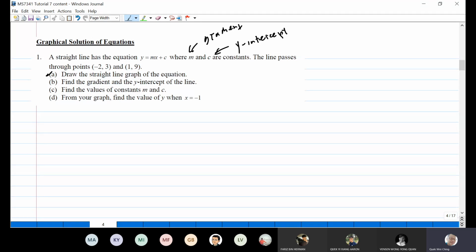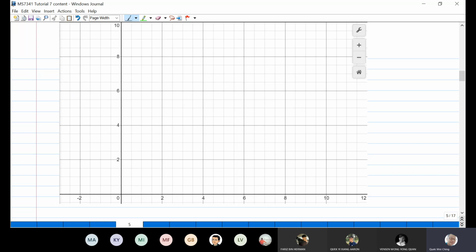This time, you may need a graph paper, otherwise you just use your freehand to draw the graph. So I'll try to get the paper. I think I have a graph paper from there. So (-2, 3) and (1, 9). This is a graph paper here. I try to plot the point. (-2, 3), where are they? So (-2, 3) is this point. X equal to -2, y equal to 3.